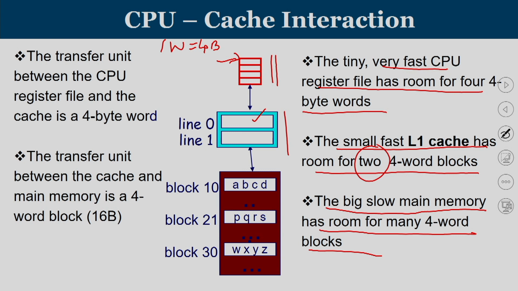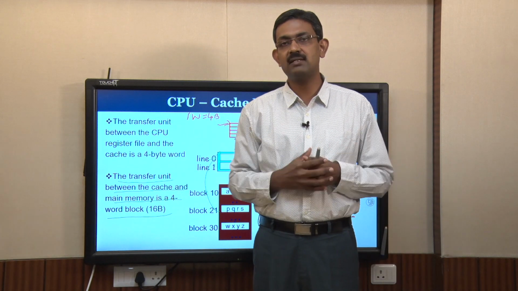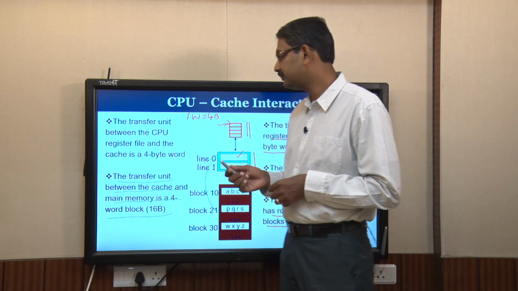And you have to understand what the unit of transfer is. When you transfer something from main memory into the cache, the transfer unit between the cache and the main memory is always a block. Here we know that one block is 4 words, so together 16 bytes are transferred. Any access to main memory will bring 16 bytes of data, and that is what we call a cache line or a cache block.